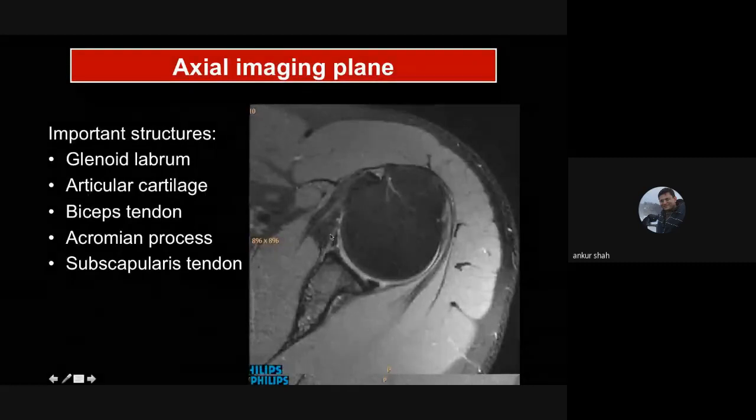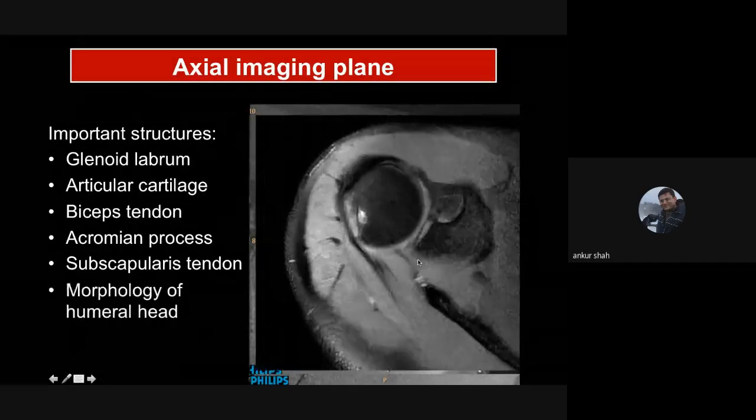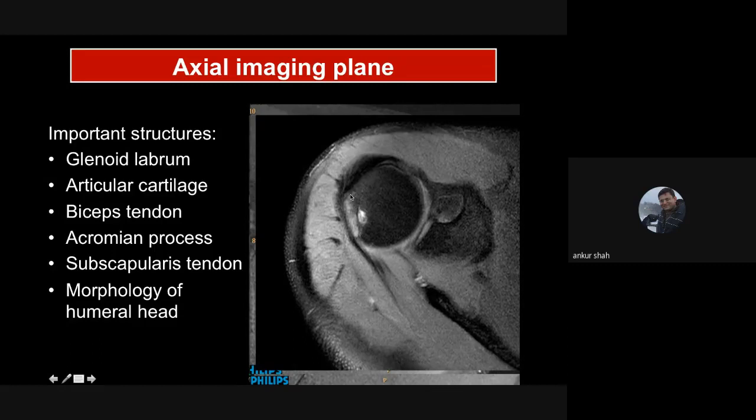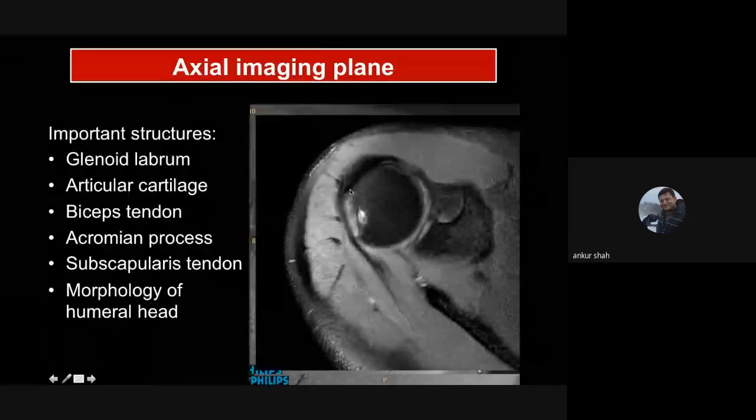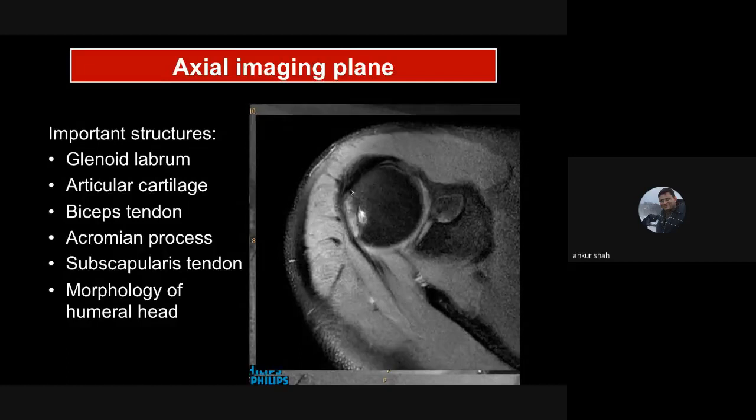Then look at the morphology of the humeral head. This is the normal humeral head, it should be rounded. But when you see a defect at the superior and lateral aspect of the head of humerus, this is the most common appearance seen in cases of patients who are having anterior shoulder dislocation. This is the Hill-Sachs fracture. So look for Hill-Sachs fracture always carefully in the axial plane. So these are the important structures which we look in the axial plane.